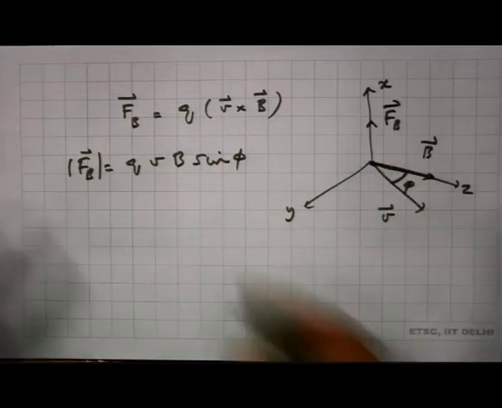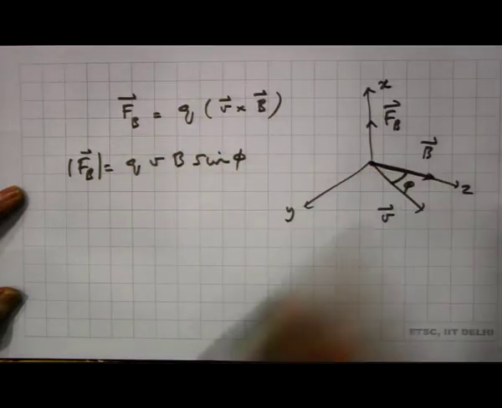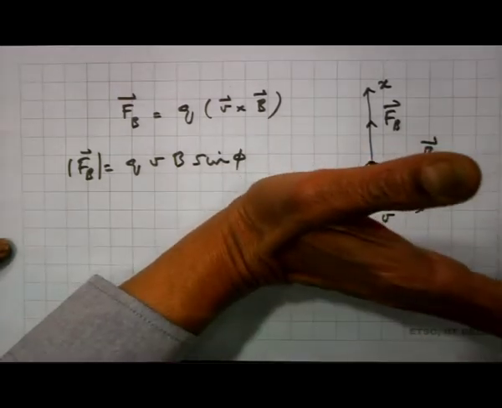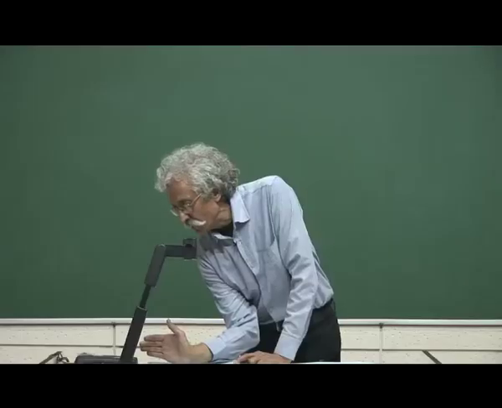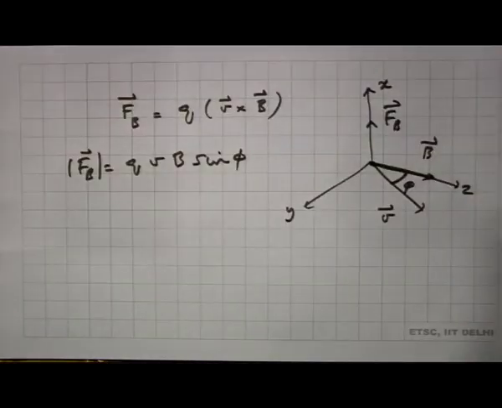So, if the charge is positive, the force has the direction of V cross B, and as I mentioned last time, I must use the right hand rule. I take my right hand and move my four fingers from V to B, and the direction of the thumb represents the direction of the force. So, I get this force along V cross B, and the magnitude of the force.